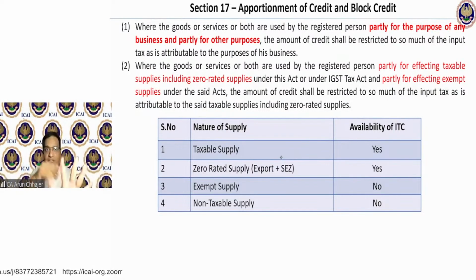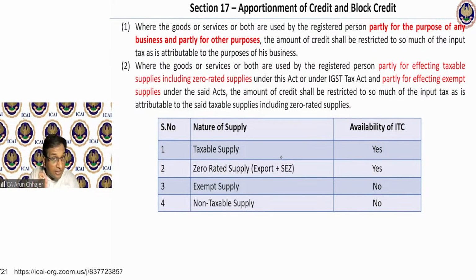Okay, coming back to the discussion. So we have the common basket. Now 17 subsection 2 says that if your outward supply is exempt also, then you need to reverse your ITC to the extent of exempt supply. How to reverse? Same concept. Apply rule 42 for input and input service and apply rule 43 for capital goods.